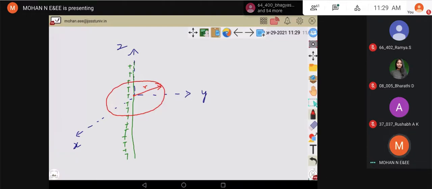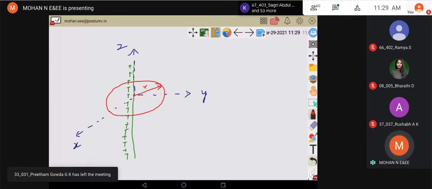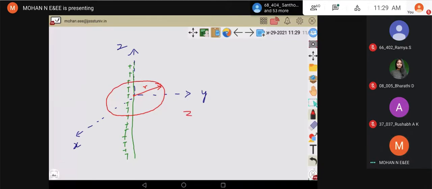So I have to move a point charge in circular fashion on the z equals zero plane, that is the xy plane. So I just have to move a charge like this in a circular fashion with the radius r. So what exactly is the work done? I have to find it. Can somebody tell me?